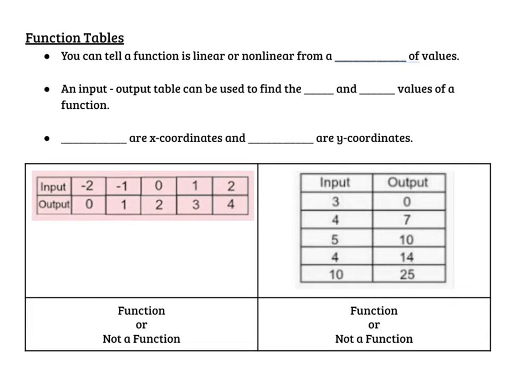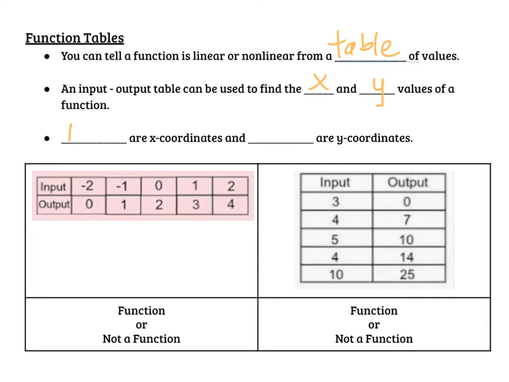Okay, and our last look is function tables. So we looked at mapping diagrams and graphs, and now we're looking at tables. You can tell a function is linear or nonlinear from a table of values. So that's our first word to put in there, a table, or it's like a chart. An input and output table can be used to find x and y values of a function.